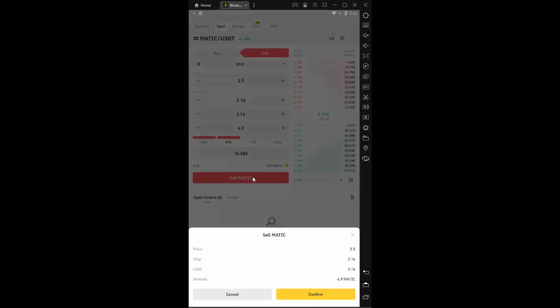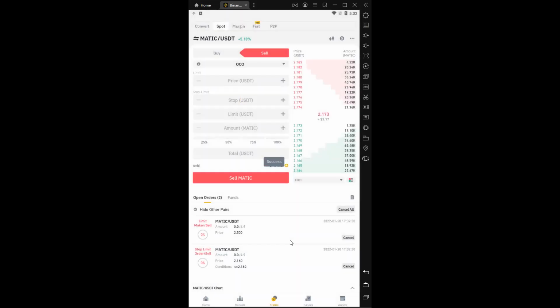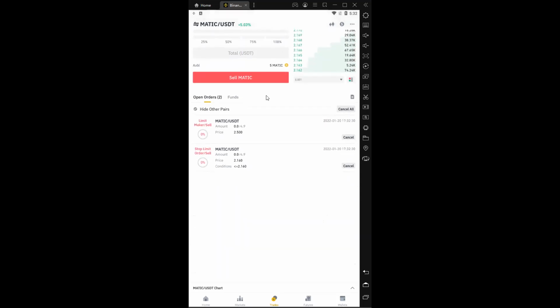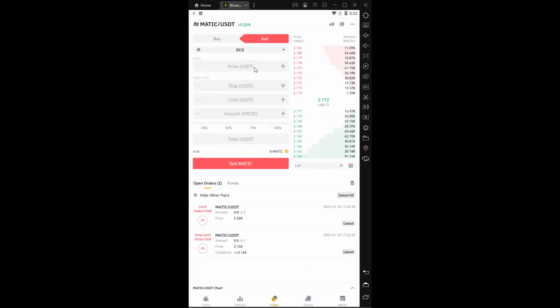So I click the sell button, sell. It places two conditional statements. If the price reaches 2.5, sell it off. If not, if the price reaches 2.16, sell off. Whichever condition gets met first is the condition that will be triggered out of these two. So okay, I should take the OCO again. The OCO is an option to take profits and at the same time put a stop limit.